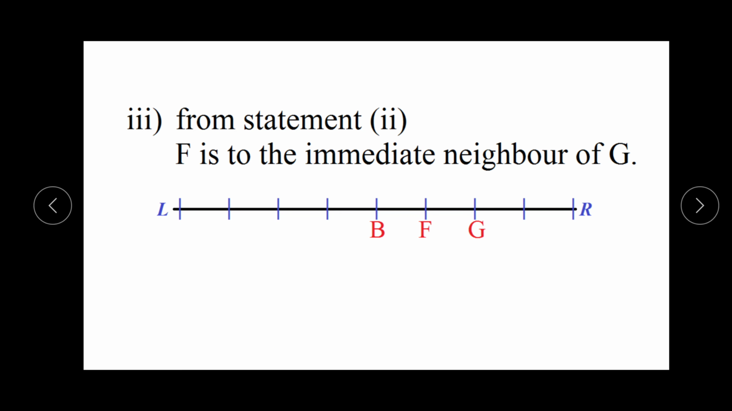From the second statement, F is the immediate neighbor of G. It means G's position cannot be to the left side of F, because we know that B is to the immediate left of F. So only one place is there for the neighbor of F, and that is this place. It means we will place G at this place. It means these three positions are fixed for us.